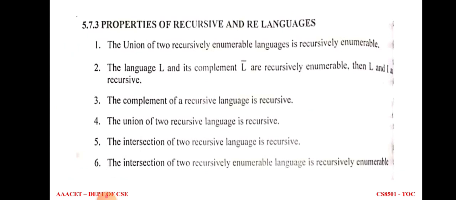So what is the second property? That is, if the language L and its complement, which means L dash, are both recursive enumerable, then the language L and L dash are recursive. This is the next property. And the last property, that is the third one, is complement of a recursive language is also recursive. So these are the six properties of recursive and recursive enumerable languages. We will see them one by one.